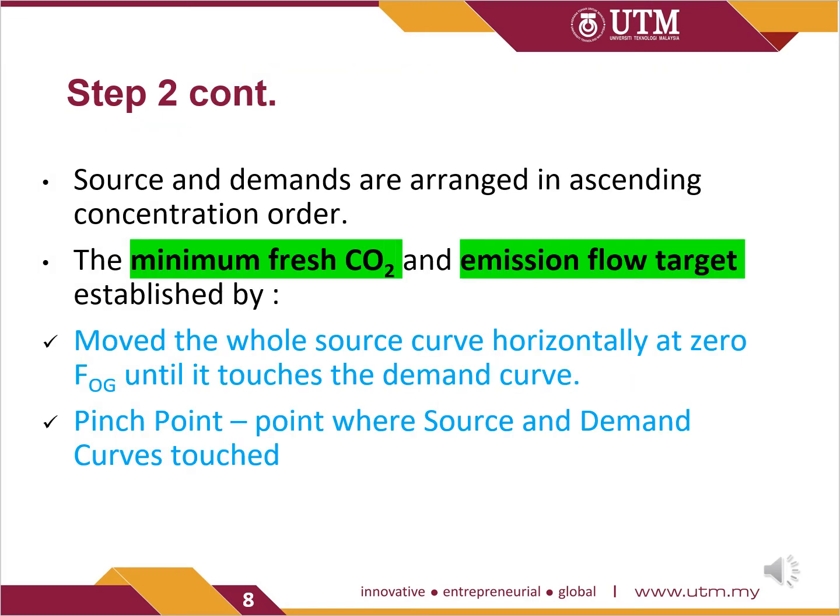So, continue on step 2. Source and demand are arranged in ascending concentration order. So how do we obtain the minimum fresh CO2 and emission flow target? After we implement step 1 and step 2, the SDC is constructed. So we will move the whole source curve horizontally at 0 FOG until it touches the demand curve. From there, we will obtain the pinch point. This pinch point is the point where the source and demand curves touch each other after being shifted.